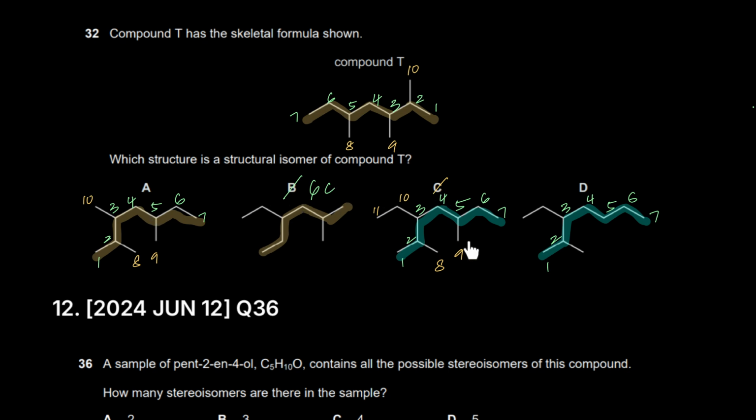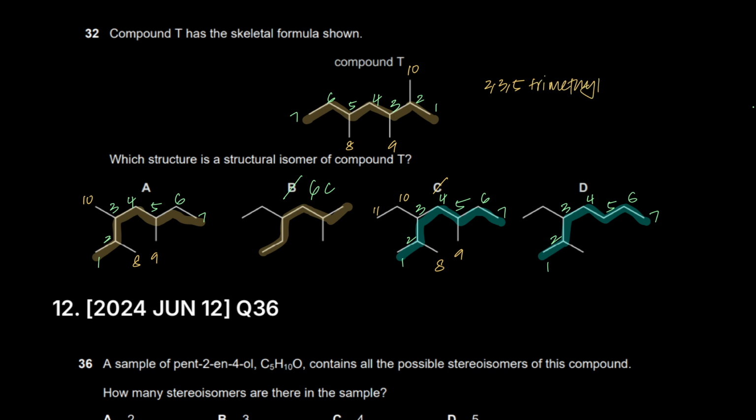Now I have to select between A and D. And A and D both look like the correct options. Both A and D, you have 7 carbons in the parent chain, and you have substituents. So they both look like structural isomers. But let's start naming it now. You have a methyl on the second carbon, a methyl on the third carbon, a methyl on the fifth carbon. So this is 2, 3, 5 trimethyl.